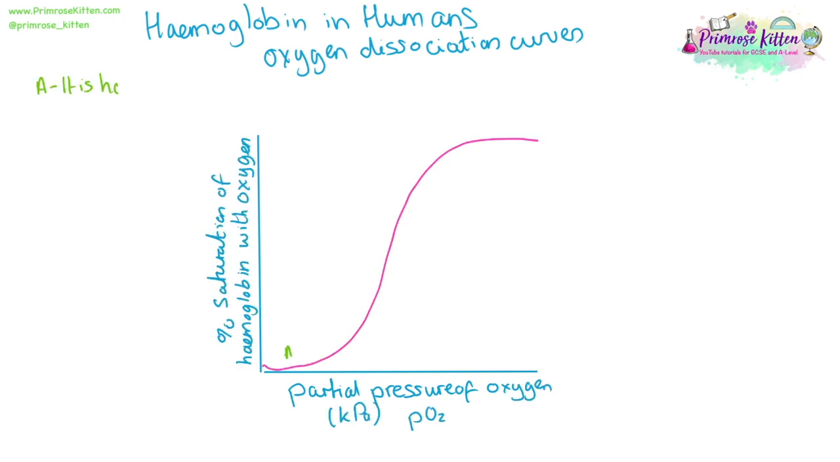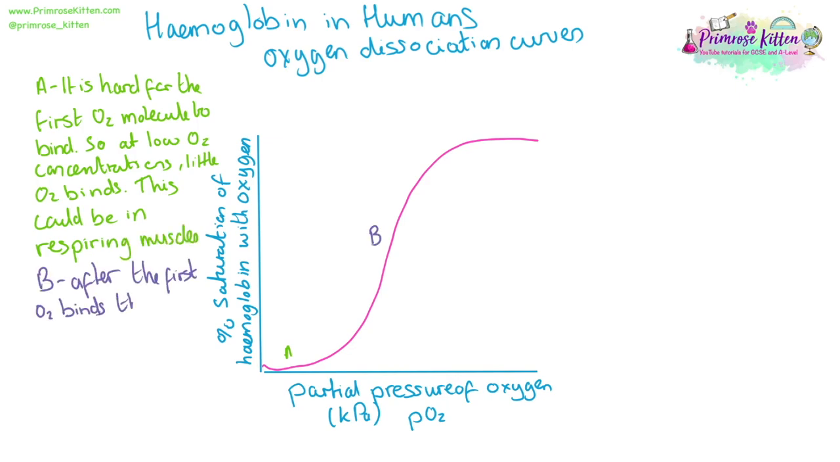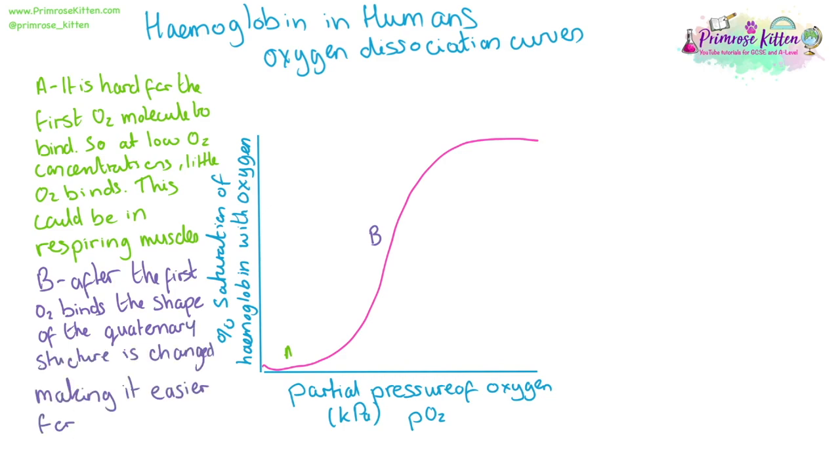At point A on this curve, it is very hard for the first oxygen molecule to bind. So at low oxygen concentrations, very little oxygen will actually bind. For example, this could be within respiring tissues. At point B, after the first oxygen binds, the shape of the quaternary structure changes, making it easier for subsequent oxygens to bind.